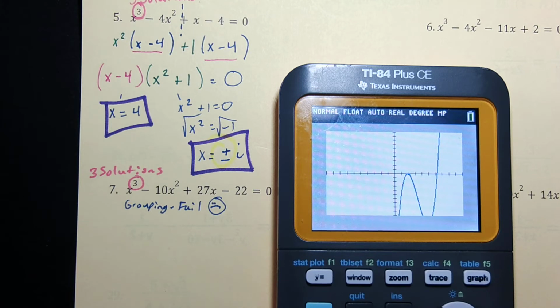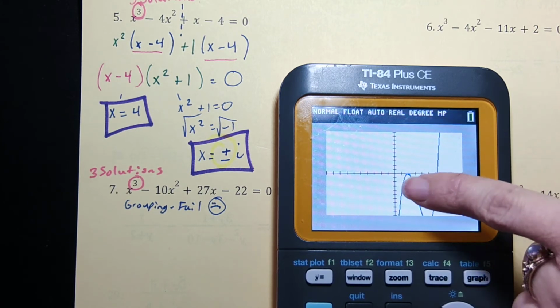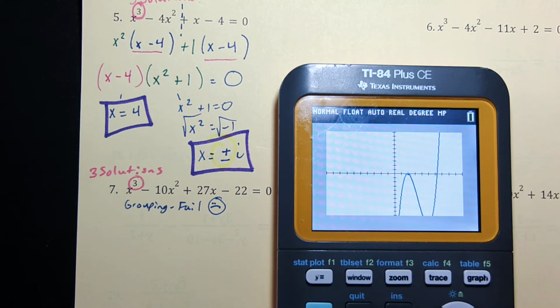So with this graph, we're supposed to have 3 solutions. We've definitely got one here that's in between. We're not going to be able to find that one exactly. In here, it looks like maybe we come up and come back down, but where does it look like we might have an exact root? Maybe at 2. So let's hit trace and try 2. And that's how we verified that 2 is a solution.